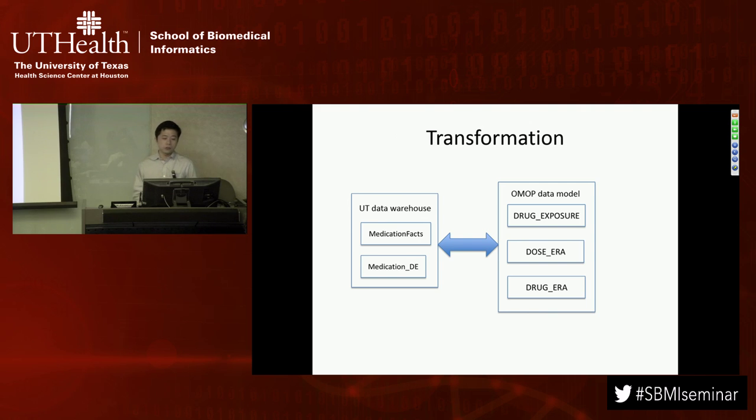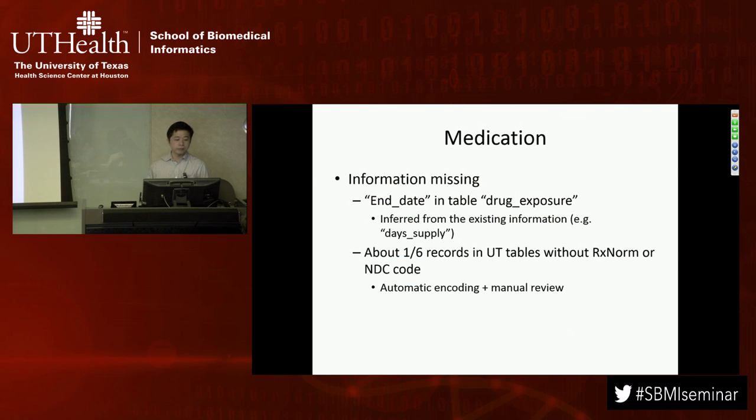So our task is trying to transform the tables in our UT clinical data warehouse, mainly including the medication facts and medication dimension, to those three tables. In this part, our biggest challenge comes from missing information. For example, the drug exposure table requires the end date of each drug use, but we cannot find such information in our UT data. So our solution is to infer it from existing information. For example, we could use the days supply and start date to estimate the end date.